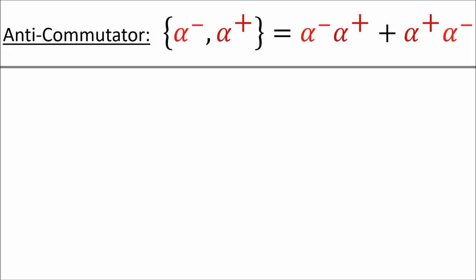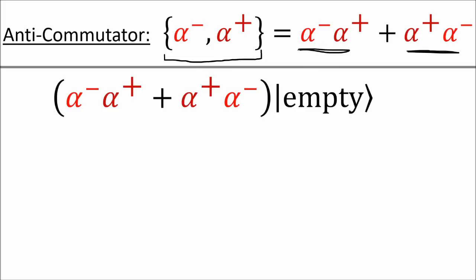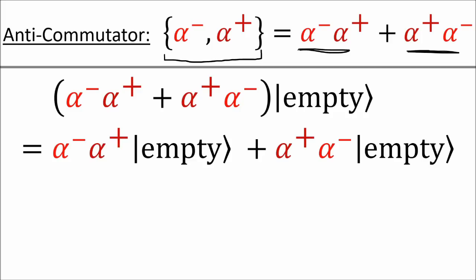Another interesting property involves the anti-commutator of alpha minus and alpha plus. The anti-commutator is usually denoted with these curly braces, and represents adding the products of the two operators in the forwards and backwards directions. Let's apply the anti-commutator to the empty state. We distribute and get two terms.